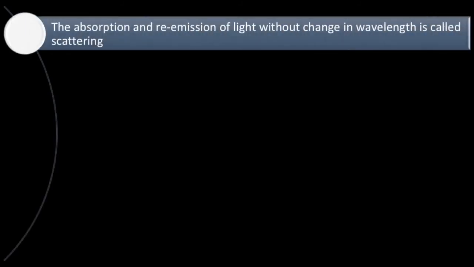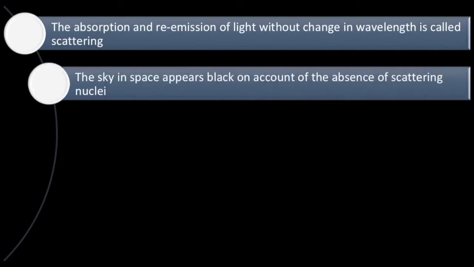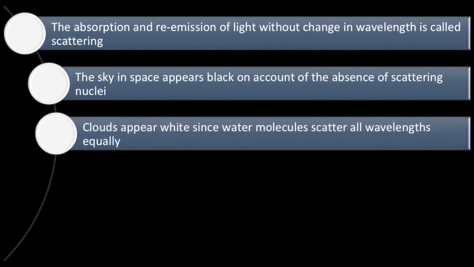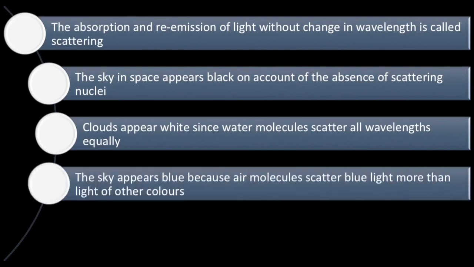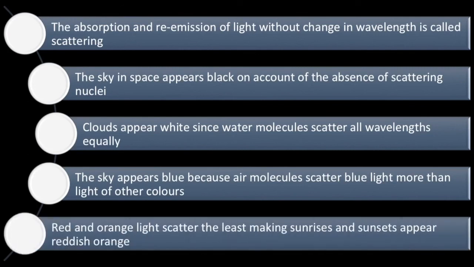Now, a summary of this video. The absorption and re-emission of light without change in wavelength is called scattering. The sky in space appears black on account of the absence of scattering nuclei. Clouds appear white since water molecules scatter all wavelengths equally. The sky appears blue because air molecules scatter blue light more than the light of other colors. Red and orange light scatter the least, making sunrises and sunsets appear reddish orange.